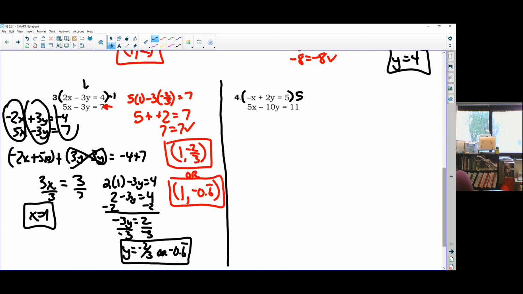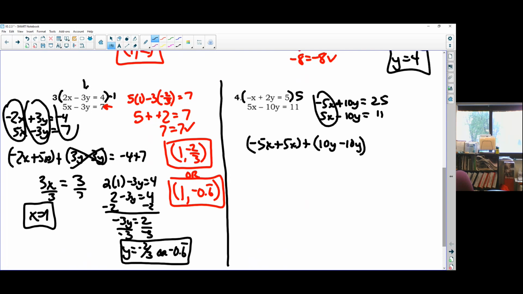When I do that, I get negative 5x plus 2y equals 25. Copy the second one because I'm going to eliminate my x's here. I wrote 2y, that should be 10y. Okay, so now I can do my combining. I have negative 5x plus 5x, and we're going to add that to 10y minus 10y equals 25 plus 11.